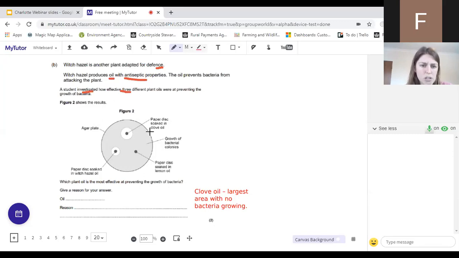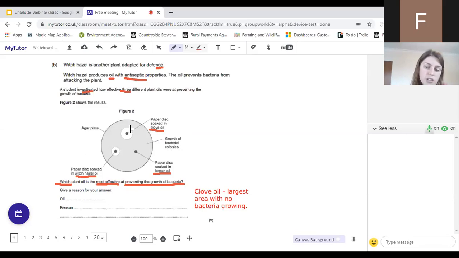So we've got a paper disc soaked in clove oil. Got a paper disc soaked in lemon oil. And a paper disc soaked in witch hazel oil. And we know that there's bacterial colonies growing on this agar plate. So which plant oil is the most effective at preventing the growth of bacteria? So we want most effective at preventing growth of bacteria. Give a reason for your answer.